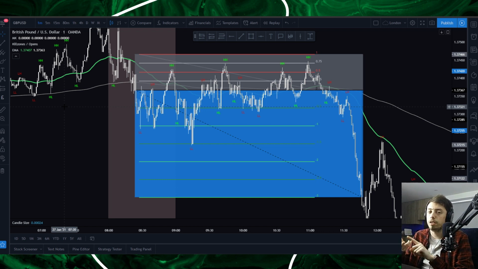We use the 390 because if you go onto the 5 minute, the 390 is actually just a 78 on the 5 minute. So all we're doing is using a 1 minute 78 EMA really and a 5 minute 78 EMA. Okay, so I hope that makes sense.